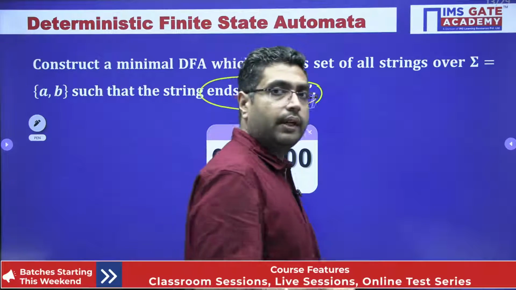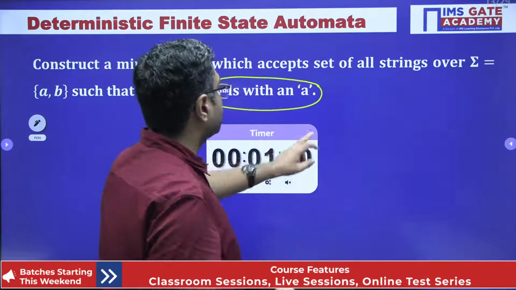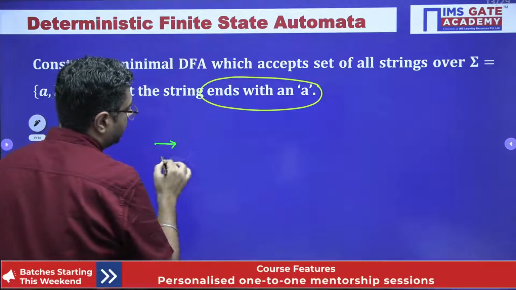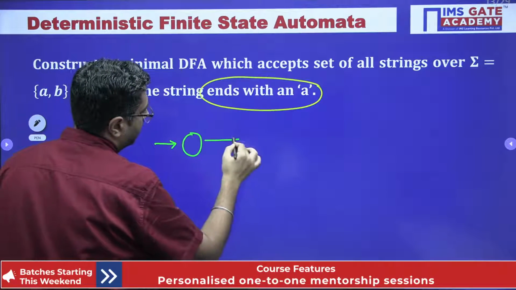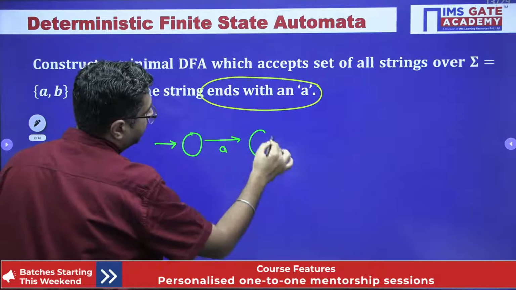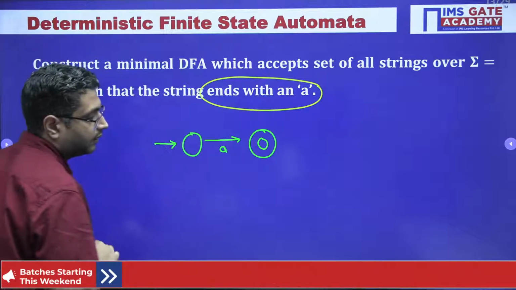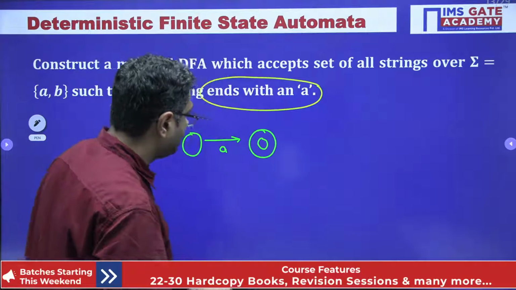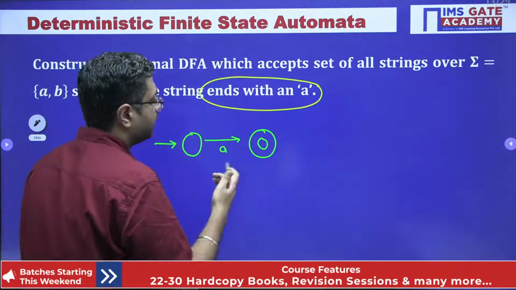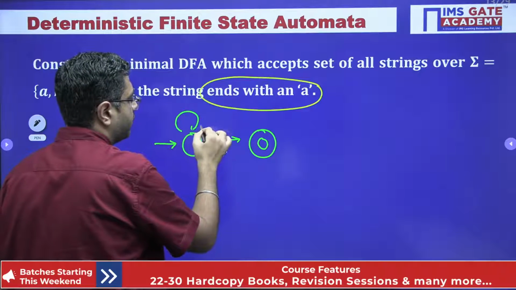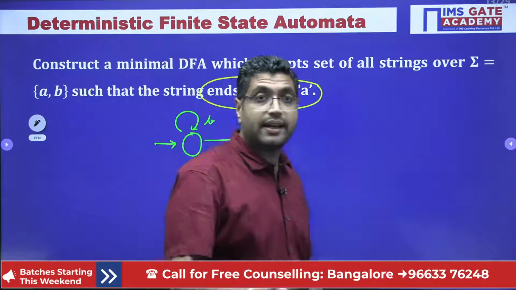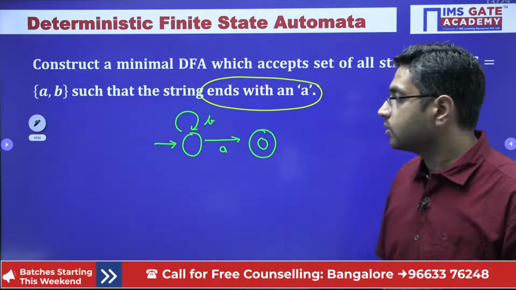So how to solve it? Any answers? So you are saying ending with an a. Let us draw the DFA for the smallest string in the language. A is accepted, so I will accept a. Now let us complete the DFA. Single a is acceptable. Now if you get a b in the beginning itself, you will keep on staying over here. Once you get an a, then you will say that the string's end has reached, so you will accept it.